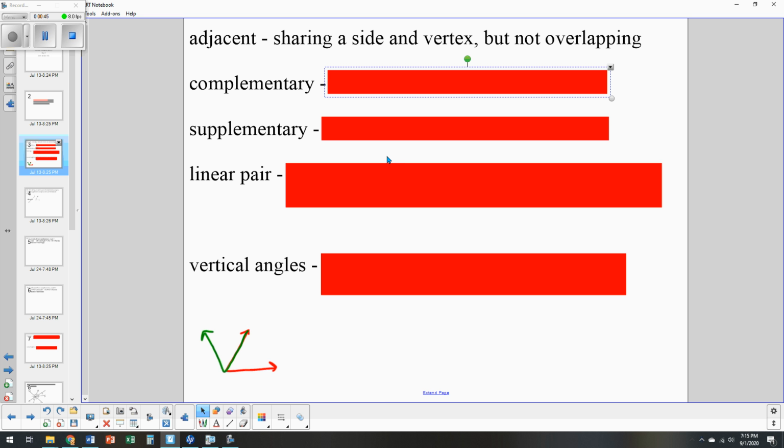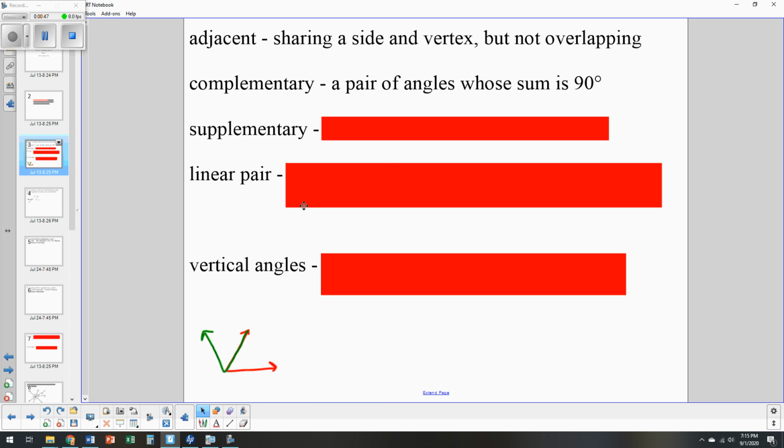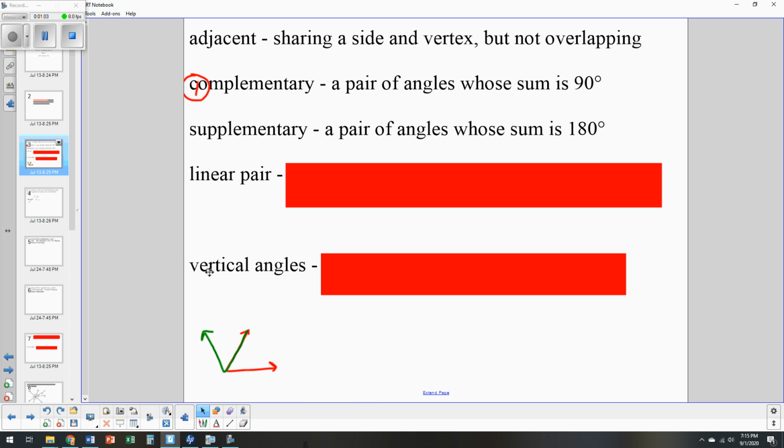The next term is complementary, and complementary is a pair of angles whose sum is 90 degrees. One way we could remember complementary is 90 is if I take the C and drop a line down, now that looks like a 90 right there. Supplementary are a pair of angles whose sum is 180. It's a little harder to get there for supplementary, but if I put a 1 in front, connect the ends of the S, and connect the ends of the U, it looks almost like it could be a 180. Another way to remember the difference is C comes before S in the alphabet, so 90 comes before 180.